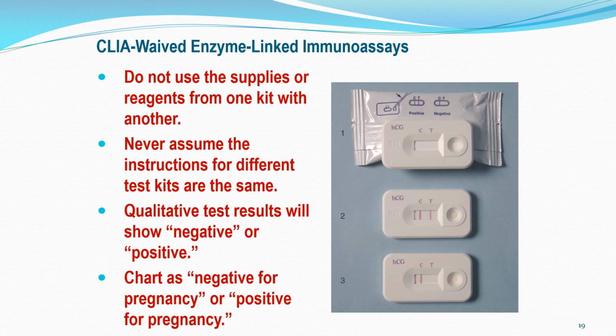It is the most professional and best practice to check those package inserts that come with the new kit, and then to find whatever binder you have in your laboratory that keeps copies of those. Take out the old copies, put the new copies in. Remember, when we're opening up a new kit, you always want to make sure you run external controls, a positive and a negative, okay? Like I said, never assume the instructions for different test kits are the same. It's a really good way to get caught. And remember, qualitative test results will show a negative or a positive. You chart as negative for pregnancy or positive for pregnancy.